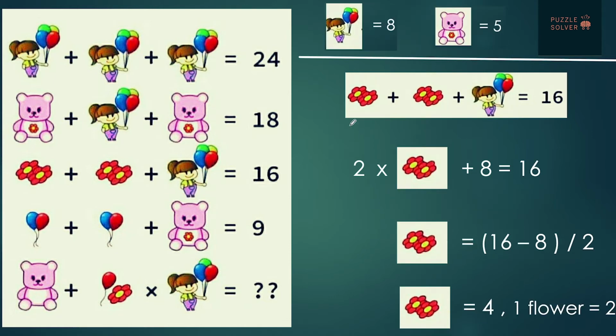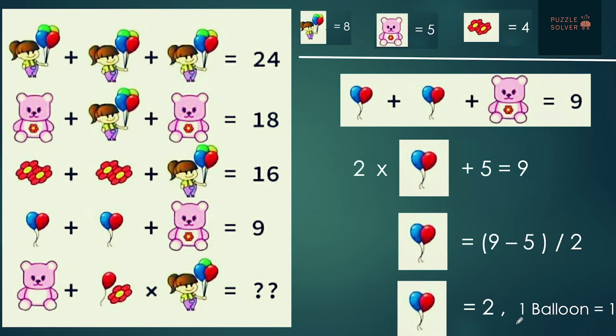Moving on to the third equation. In the third equation, we have a pair of flowers and one girl having 4 balloons in her hand, which is equal to 16. We know the value of this girl holding 4 balloons is 8. When we solve this equation for 2 flowers, it comes out to be 16 minus 8 divided by 2. So the final answer for 2 flowers is 16 minus 8 is 8, divided by 2 is equal to 4. So we know 2 flowers' value is equal to 4, so 1 flower's value will be 2.